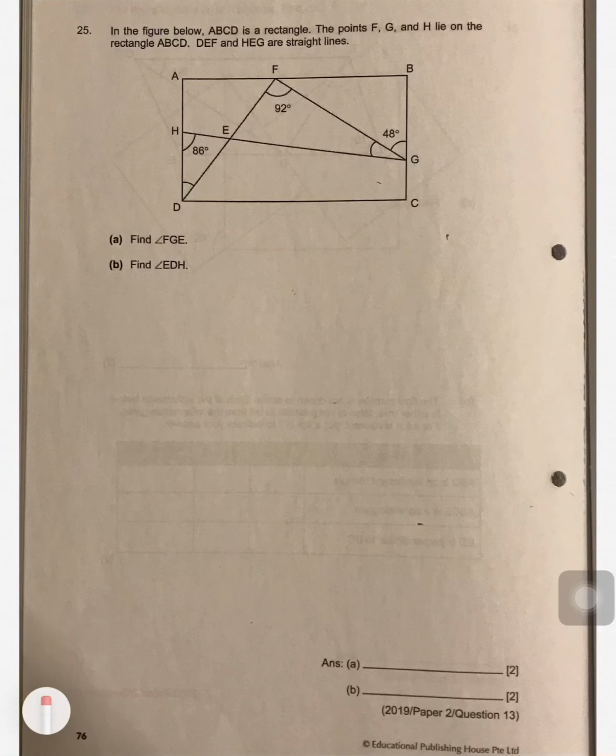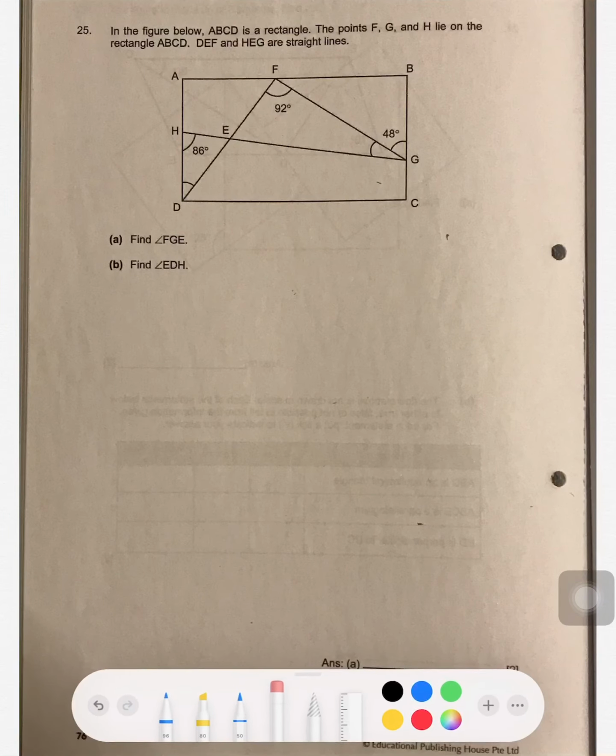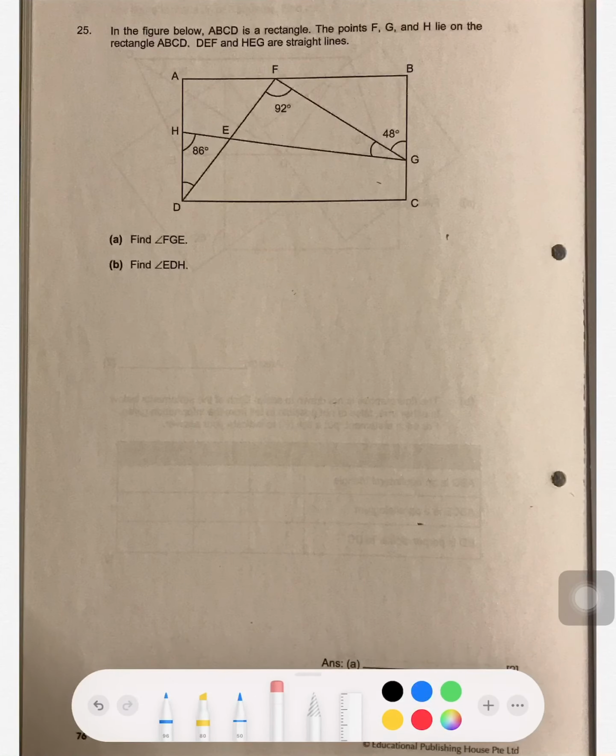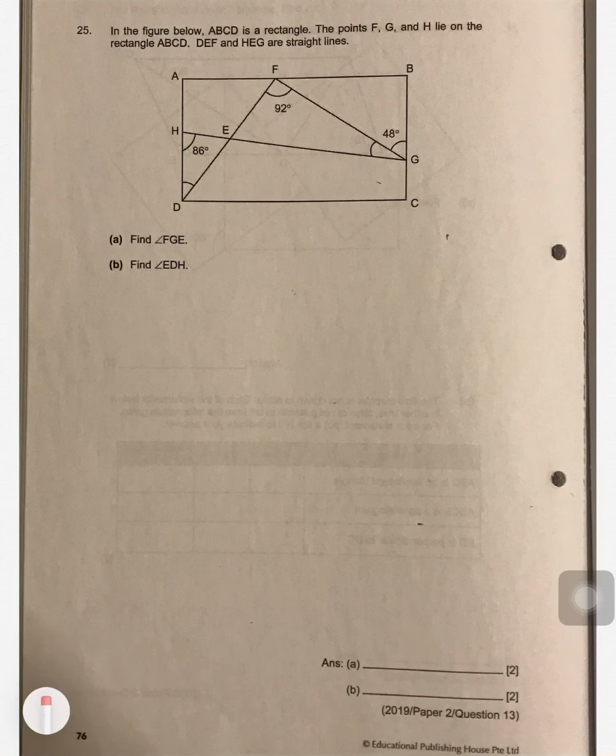Alright, let's take a look at this question. It's from the PSLE 2019 math paper, paper 2, question 13. So we have been tasked to find two angles, angle FGE and angle EDH. Okay, let me just put my tools aside.